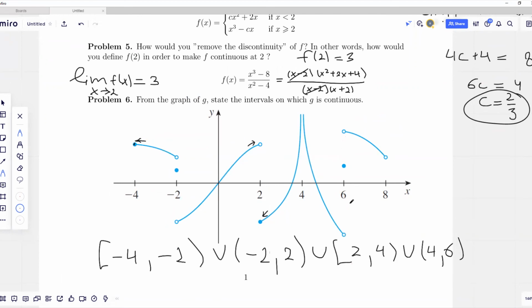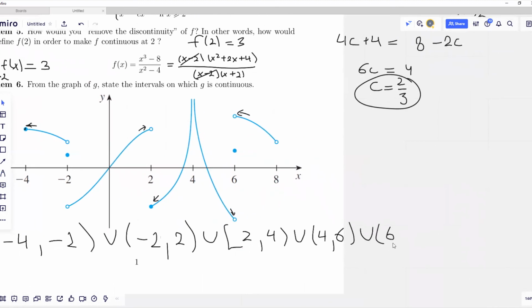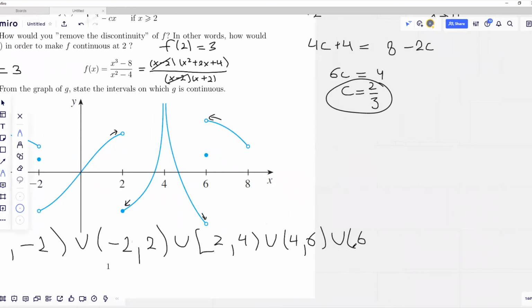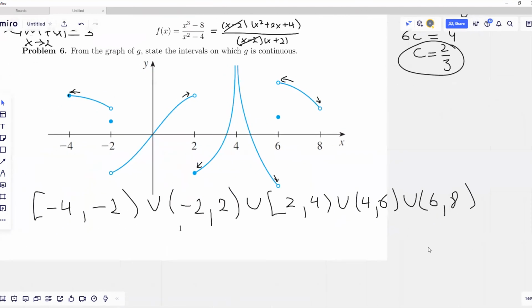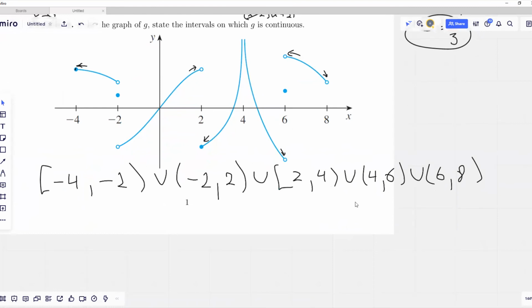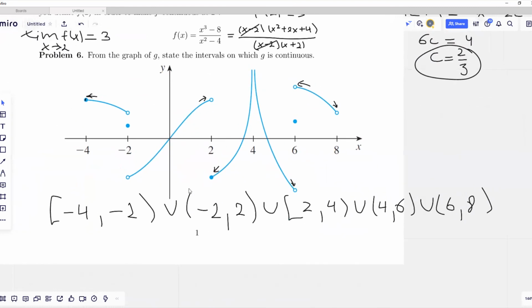At point 6, we have a jump discontinuity, and it's not continuous from the left at point 6, and it's also not continuous from the right at point 6. So the right boundary here and the left boundary of that interval will be open. And at point 8, we also see that the value of the function is not defined at that point, meaning that it's not continuous from the right. Okay, so here we see the intervals where our function g is continuous.